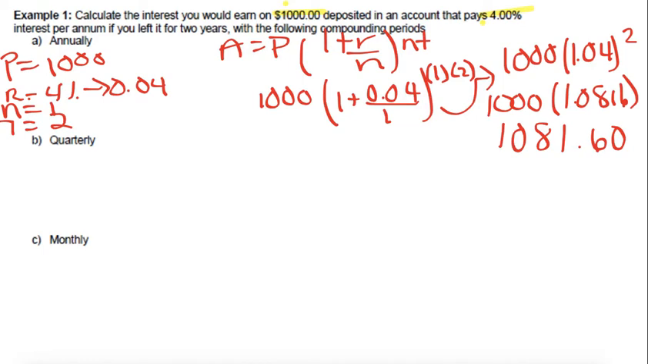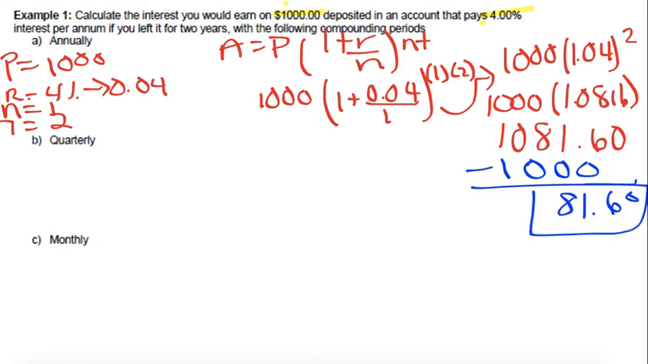Now it wants to know how much interest I would have earned. So I'm going to have to take this amount and subtract my original investment from it, which was $1,000. I'm left with $81.60 of interest. That is what I earned in interest annually.